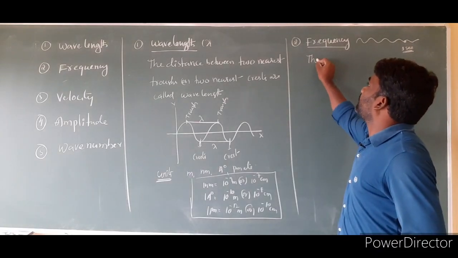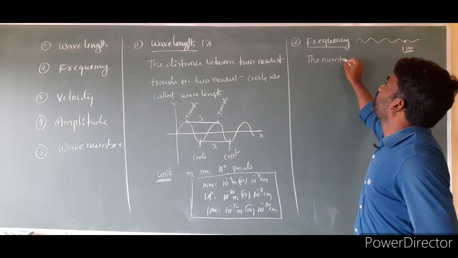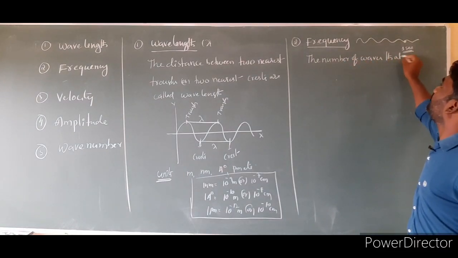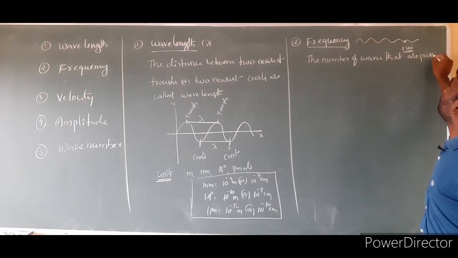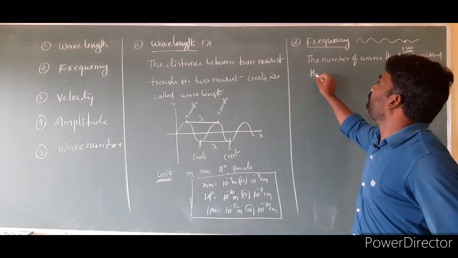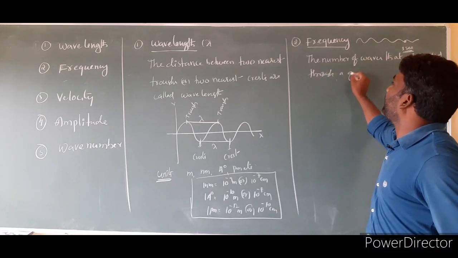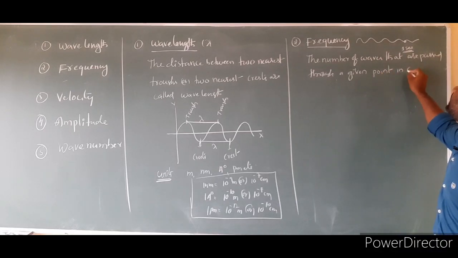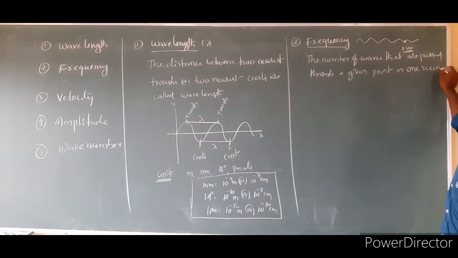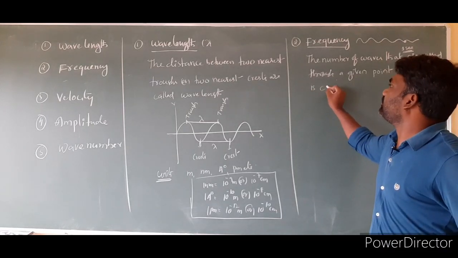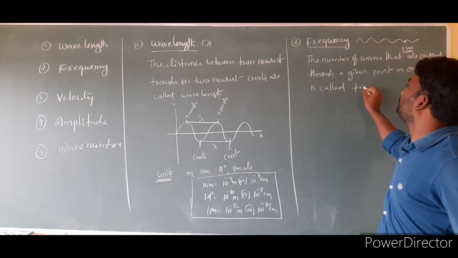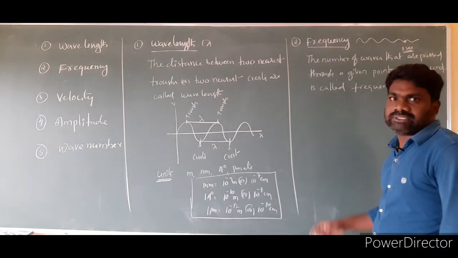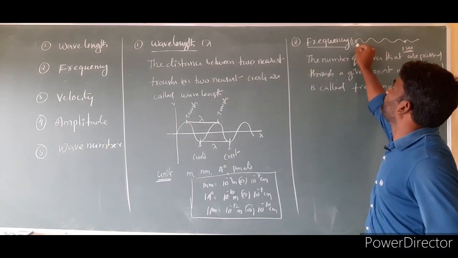So let us write the statement. The number of waves that are passed through a given point in 1 second is called frequency. The frequency is denoted with the letter nu.